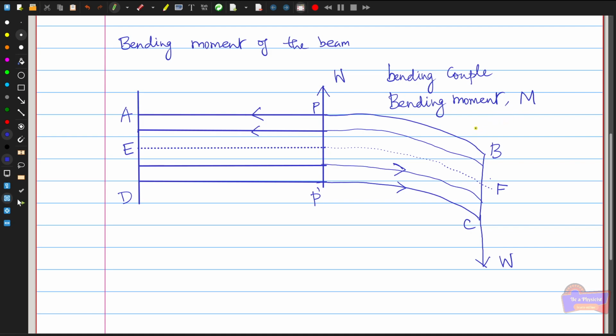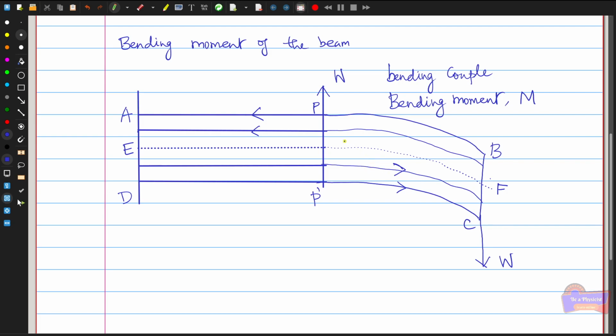So since the beam is in equilibrium, when you are adding a weight on the free end and there is an opposite force acting on the beam, at some point the force and the reactional force become equal to each other, so that the bending will be in equilibrium. So there must obviously be an equal and opposite couple also acting on the beam at this equilibrium point.